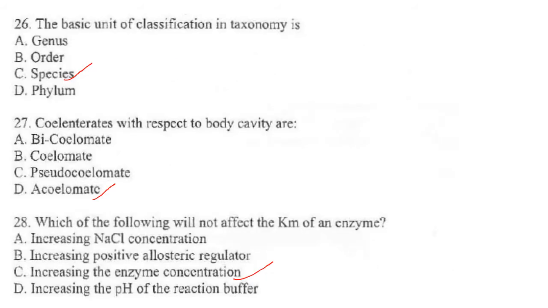Then the basic unit of classification in taxonomy is species. Answer is option C. Coelenterates with respect to body cavity are acoelomate. Answer is option D.